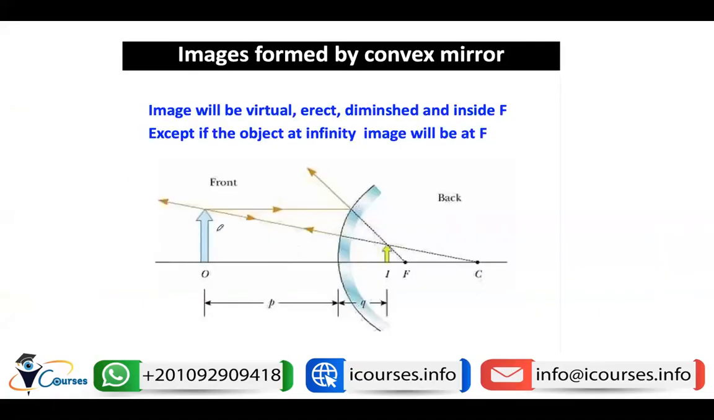Let's see here. This is the reflection caused by the convex surface. The image will be virtual, will be erect, will be diminished, and will be inside the F. This is very, very important. The characters of the reflection by convex mirror are very important and frequently asked.